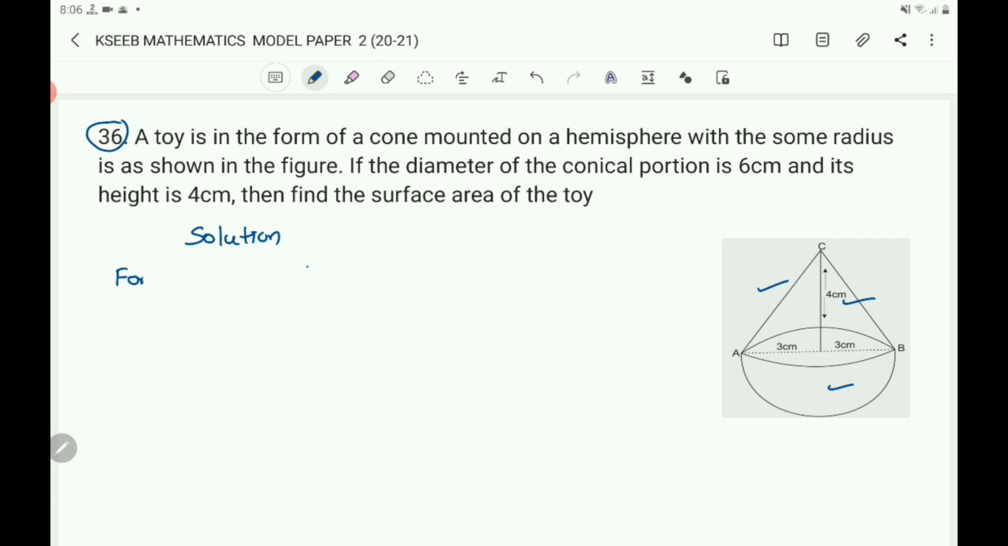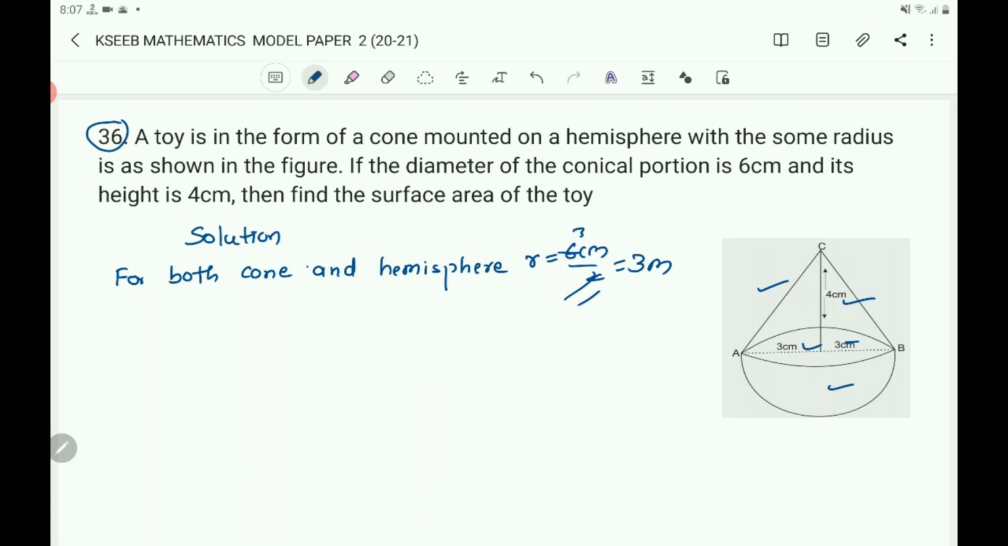for both cone and hemisphere. Radius equals what? Or R equals that is 6 centimeter by 2 equals 3 centimeter. The radius is 3 centimeter. 2 ones are 2, 2 threes are 6, I will get.